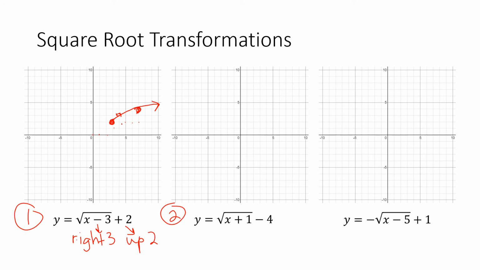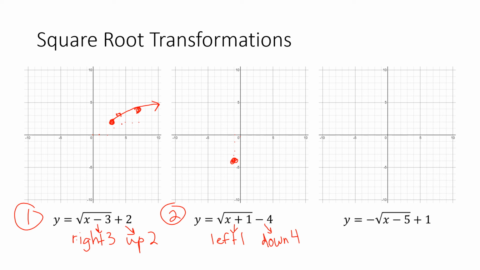Example number 2, we've got y equals square root of x plus 1 minus 4. So the x plus 1 is going to move the entire graph to the left 1, and the minus 4 is going to move the entire graph down 4. So again, the parent function began at 0, 0, but this one I need to go to the left 1 and down 1, 2, 3, 4. So I'm going to start right here at -1, -4, moving the whole thing to the left 1, down 4. From that point, the rest of the points will follow.